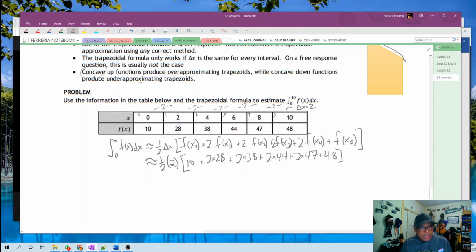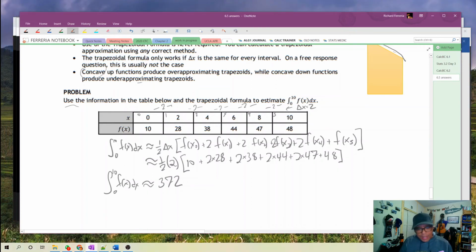As you can see from here, it's just calculator work. So let me grab a calculator and do this. And I get 372. No units are presented in the problem, so I'm not going to worry about units here. Okay, trapezoidal approximation. I hope you can see that that greatly speeds things up. No more calculating each trapezoid individually. Just put it all together in the formula, as long as all the delta x's are the same.